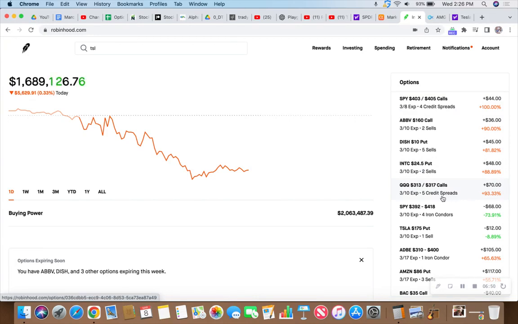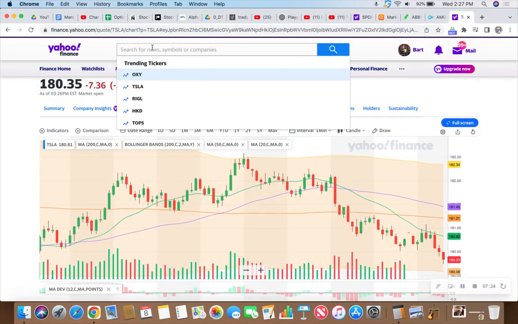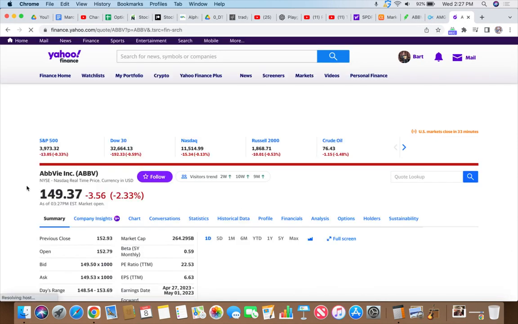And then also down here, I was looking at a couple of things, like for instance, this ABV call. It doesn't have a whole lot of dollar bills left in it. And we could try to roll that out and even down, because look what ABV is doing. Why is ABV doing that? Is there a reason? Because we might want to sell some calls on that number. Let's go over here and look at ABV and see if there's any news right now that would cause us to shake our heads in disgust.